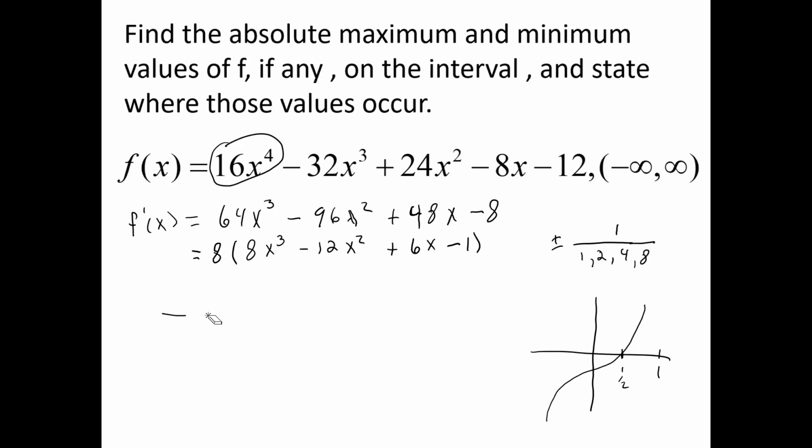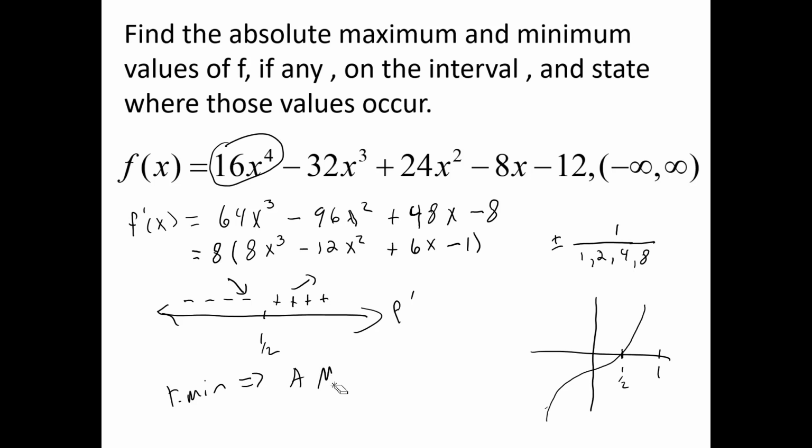The other thing that we can do is we have the graph right there. We can make the sign chart for the first derivative based off of this graph. To the left of 1/2, your outputs are negative. To the right of 1/2, your outputs are positive. And so that tells you that you were going down and then going up. Therefore, you have a relative min. But since you only have one, it's also an absolute min. And then we're done.